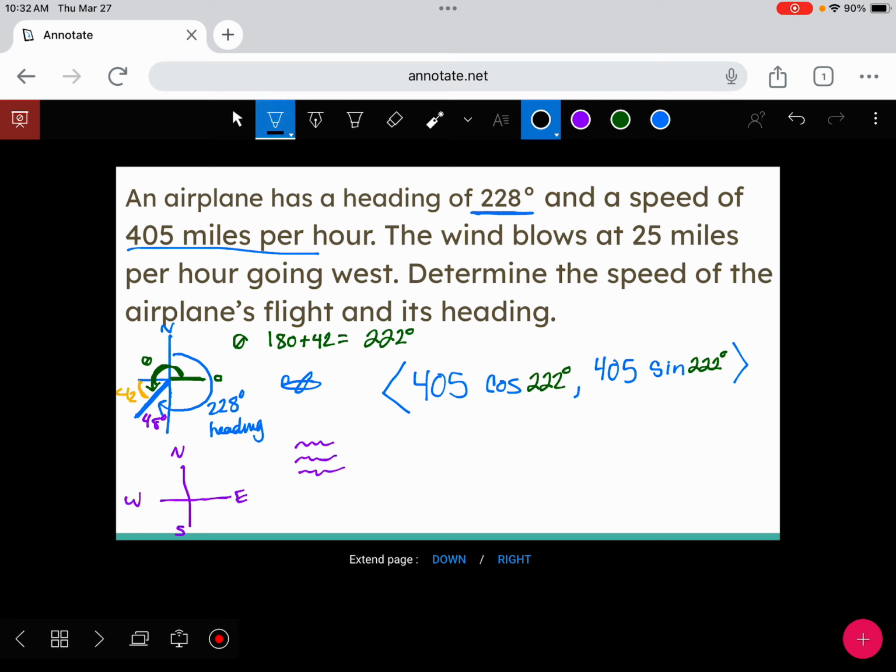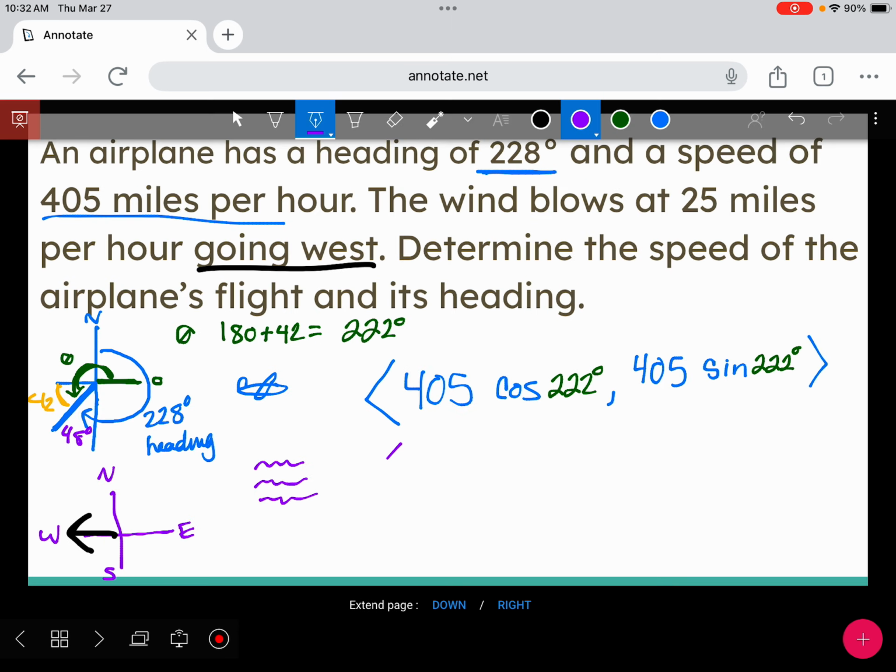180. Because it is blowing... Oh, it's just going straight to west? Straight west. Oh, okay. It is going west, straight west. So its angle is 180. So we can write its vector as that speed of 25 miles an hour, cosine of 180, and we're going to have our 25 miles an hour, sine of 180.